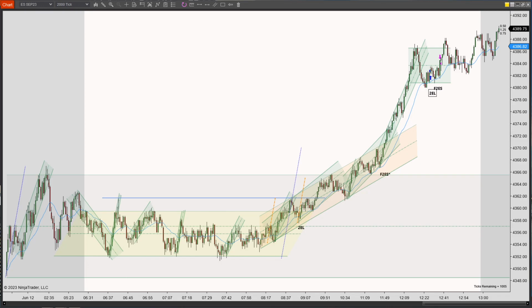June 12th, 2023. This is the S&P 500 E-Futures Mini on the NinjaTrader 8 platform, 2000 tick chart.